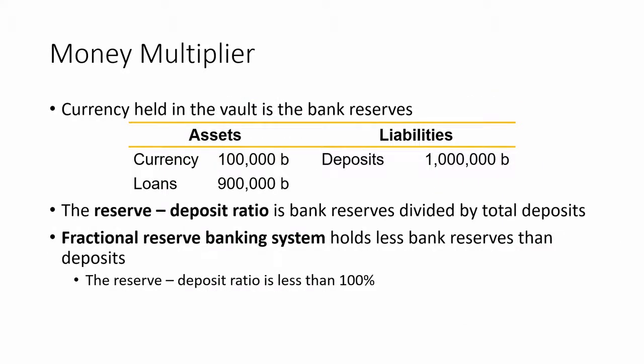So currently we have 1 million bones deposited in the bank, and we're going to take all but 10% of those and loan them out, right? So now we've created 900,000 bones worth of loans, and we only have 100,000 bones worth of currency currently sitting in the bank. This means that the reserve deposit ratio is 0.1, right? Because deposits is 1 million, and our reserves are 100,000. This is called a fractional reserve banking system. That just means that the amount of currency or reserves is less than the amount of deposits.